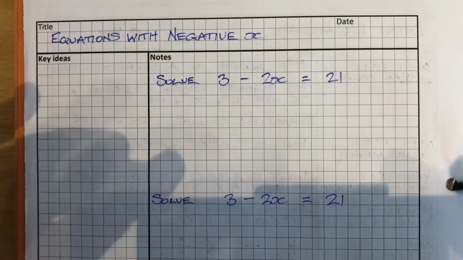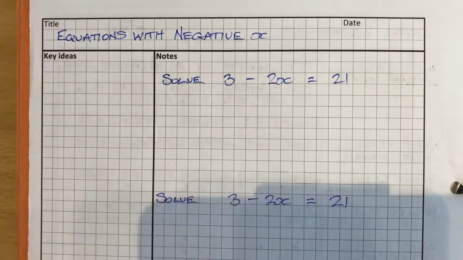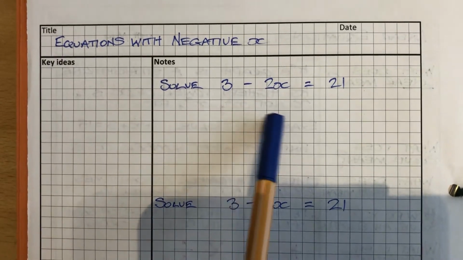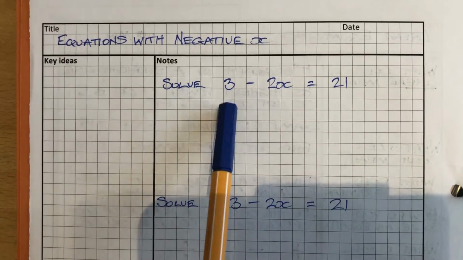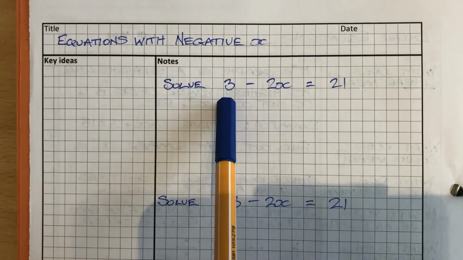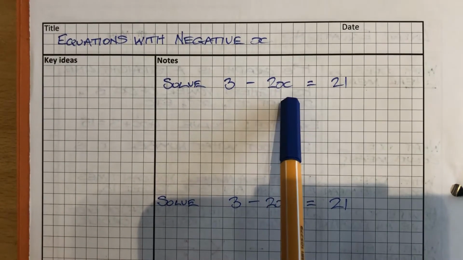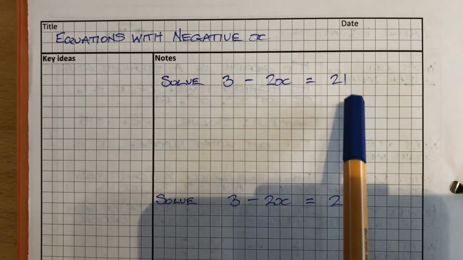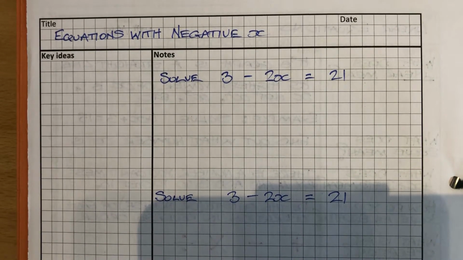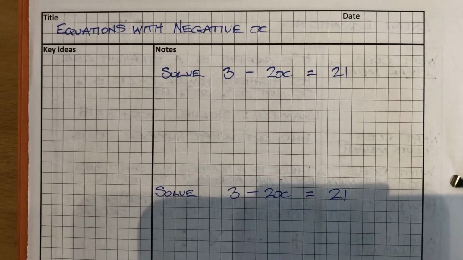Okay, just a brief video to have a look at what happens if the equations are a little bit nasty, got a negative amount of x here. Again, make sure you know what the equation means. Okay, 3 take away 2x is 21. So we've got 3 and we're removing 2 lots of a mystery number to get 21. Now there are a couple of ways of going about this. I'm going to show you both and then I'm going to tell you which one I prefer.